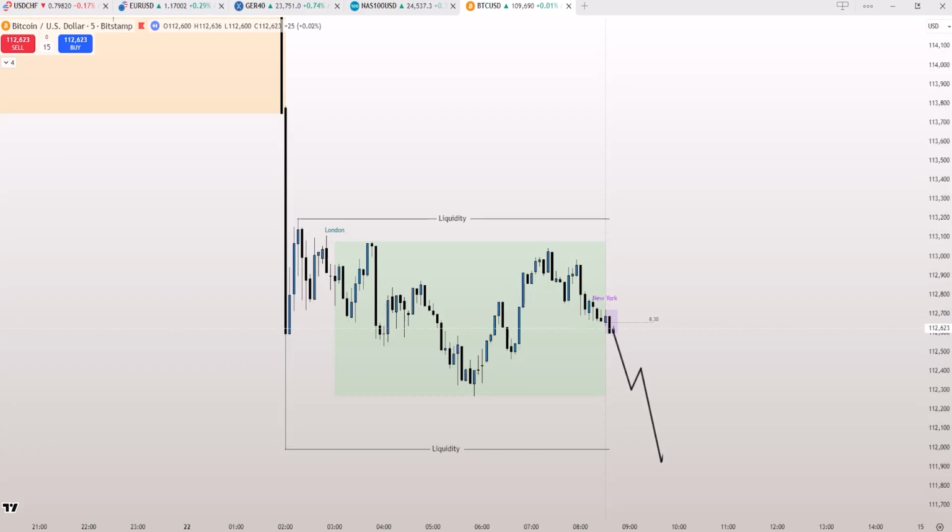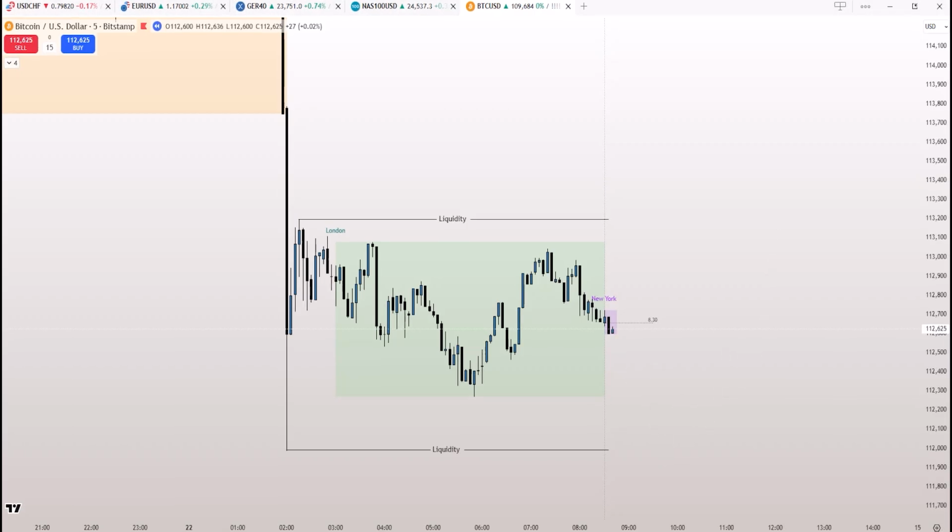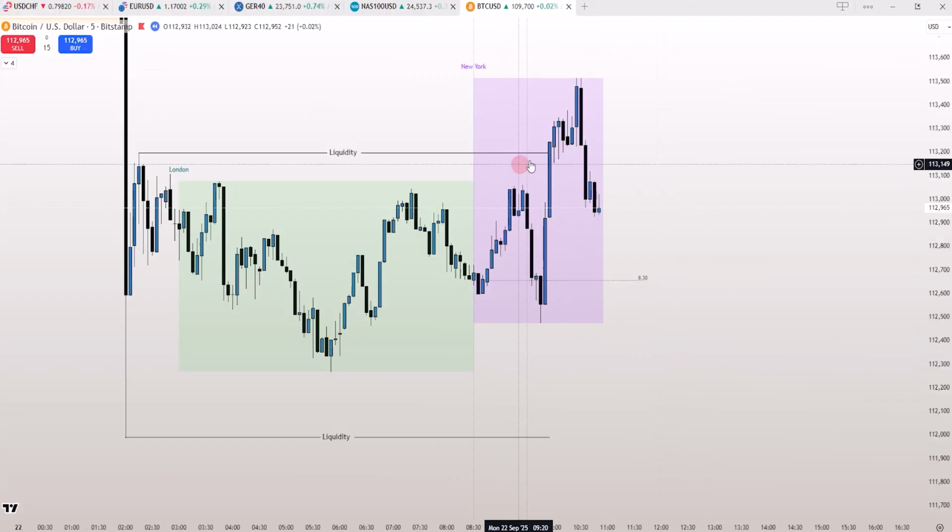For purchases, I wait for liquidity to be removed and a clear reaction, a reversal with the formation of order flow. For shorts, the conditions are the same. Removal of liquidity, a confirmed reversal, and the appearance of order flow on the chart. Only in this case does the scenario become workable. Now let's move on to the New York session.